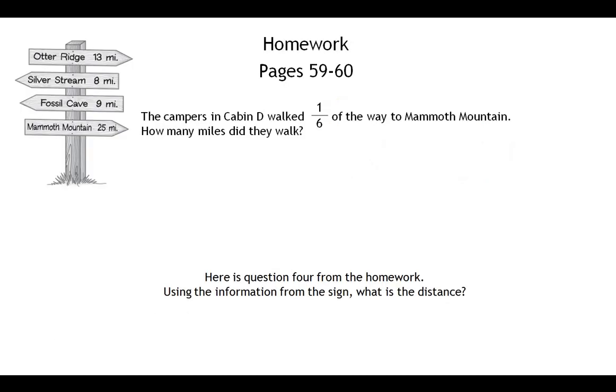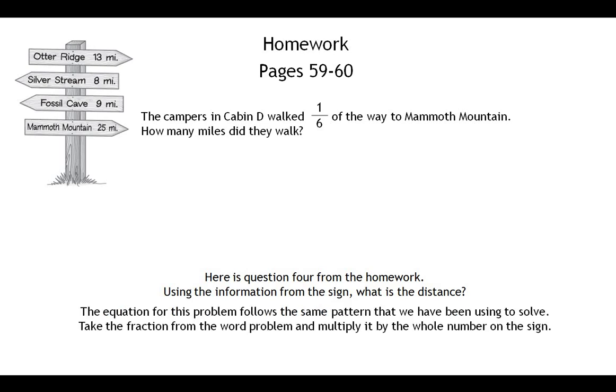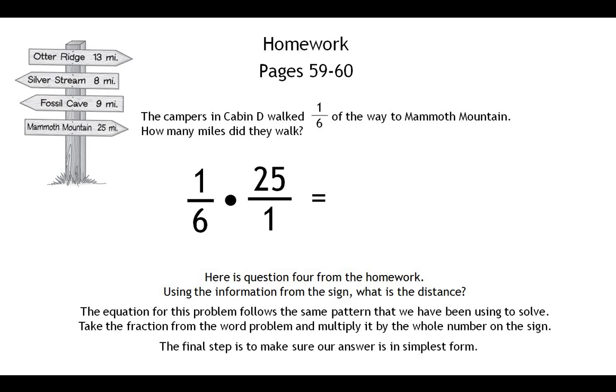Here is question 4 from the homework. Using the information from the sign, what is the distance? The campers in cabin D walked 1/6 of the way to Mammoth Mountain. How many miles did they walk? The equation for this problem follows the same pattern that we have been using to solve. Take the fraction from the word problem and multiply it by the whole number on the sign. The final step is to make sure our answer is in simplest form.